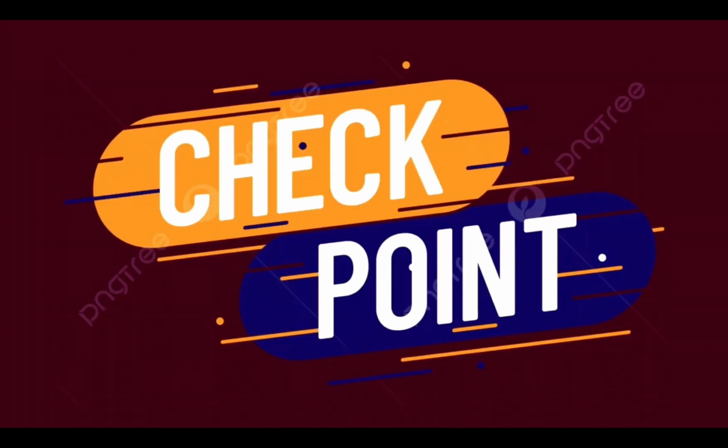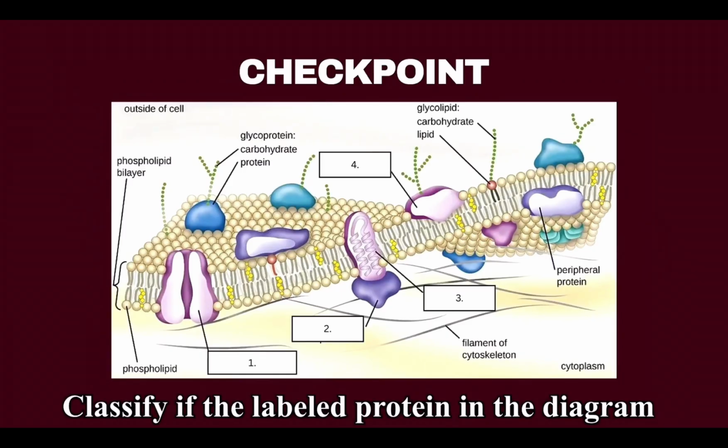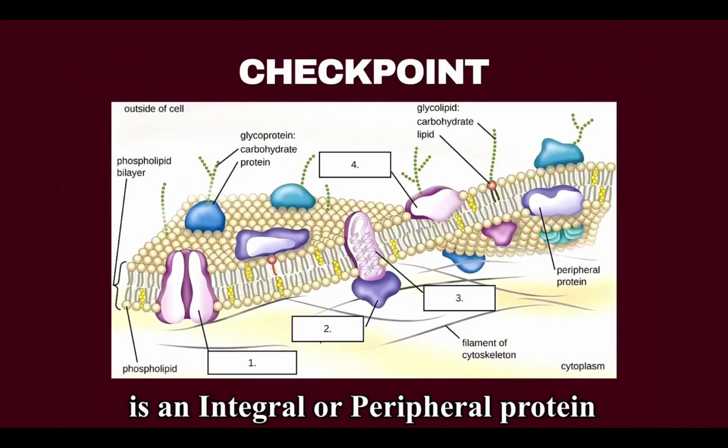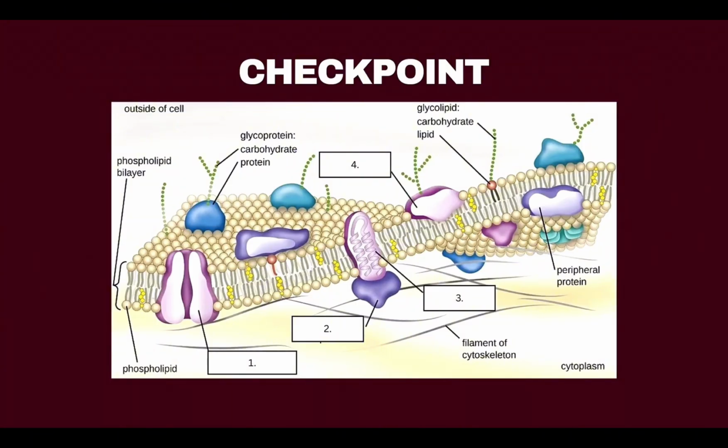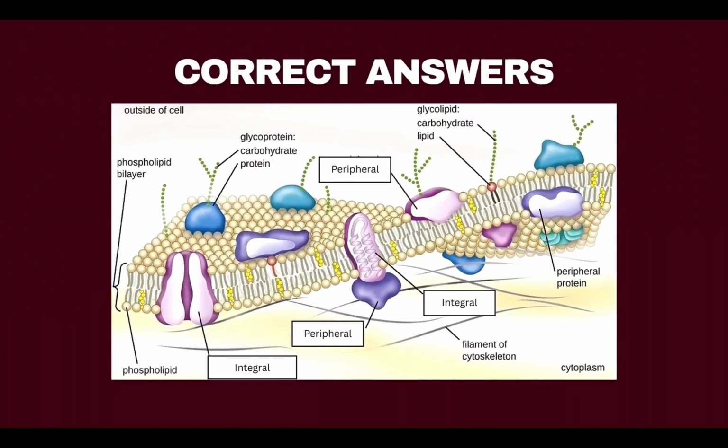For our final checkpoint, classify if the labeled protein in the diagram is an integral or peripheral protein. If you wish to participate, please pause the video. And the answers are number 1 integral, number 2 peripheral, number 3 integral, and number 4 peripheral.